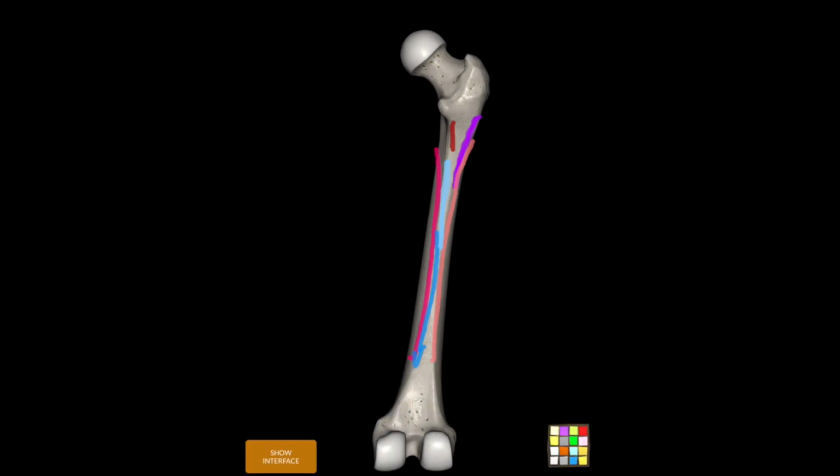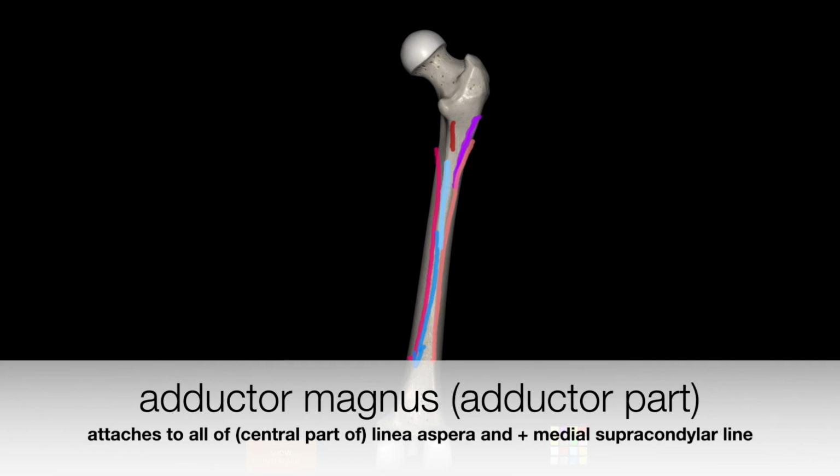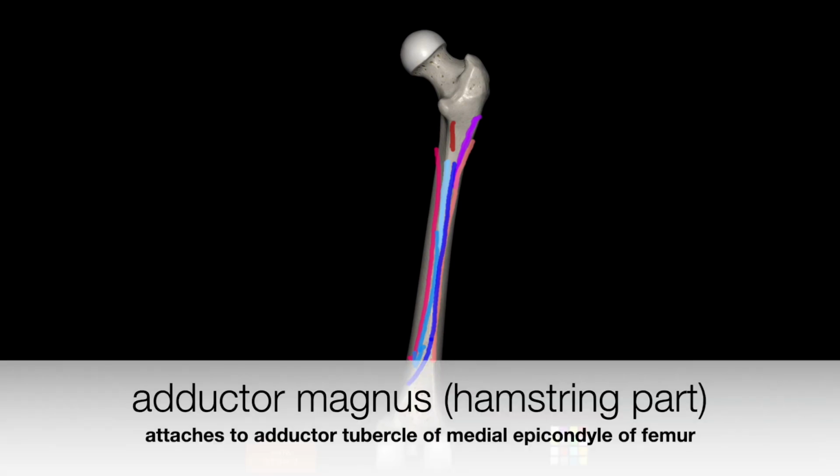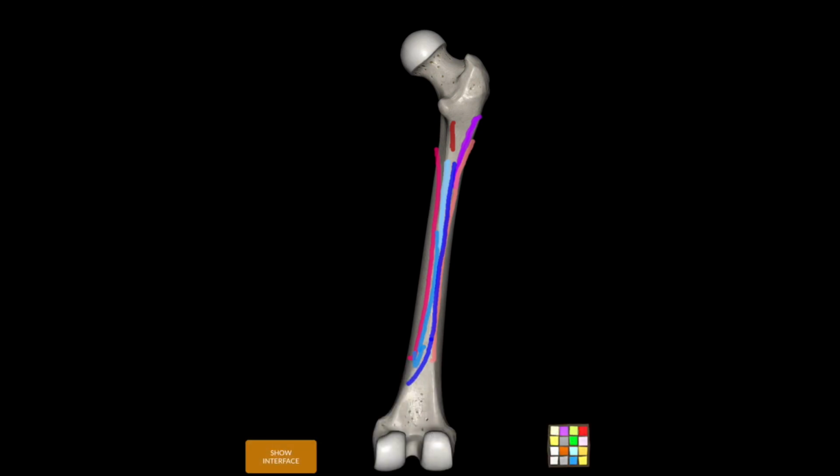Lastly, the very large adductor magnus runs posterior to both brevis and longus, more towards the lateral lip of the linea aspera, but also attaches to the adductor tubercle. The hamstring part of adductor magnus attaches there, and in between those attachments there is a hiatus or a gap in adductor magnus, and that's for the vascular bundle to travel through, which we'll see later.